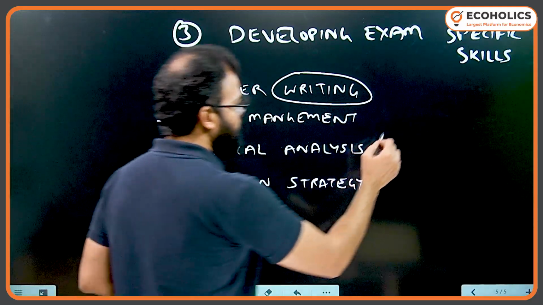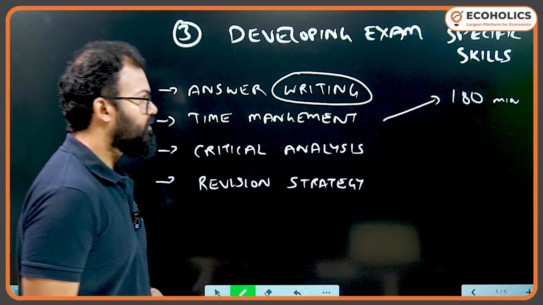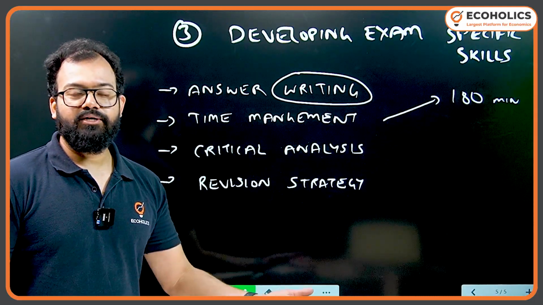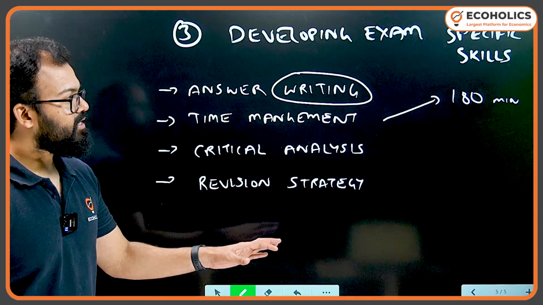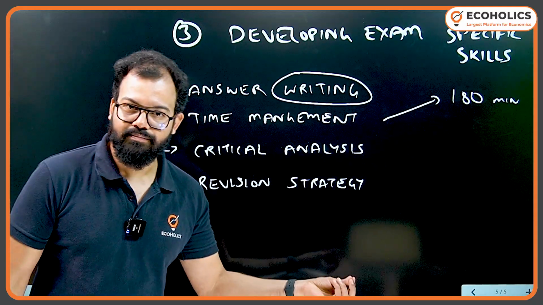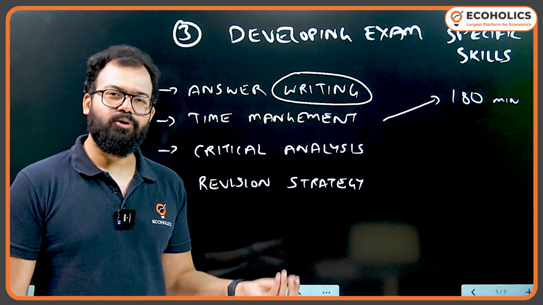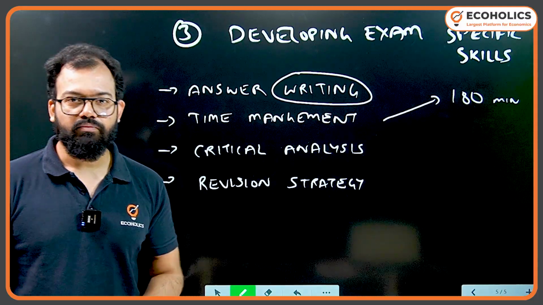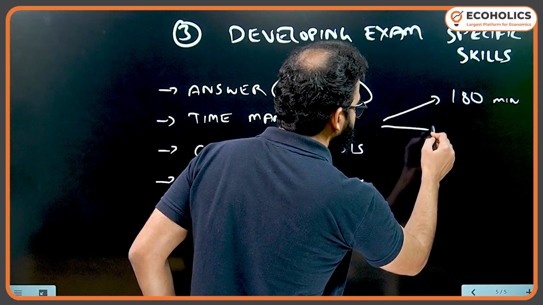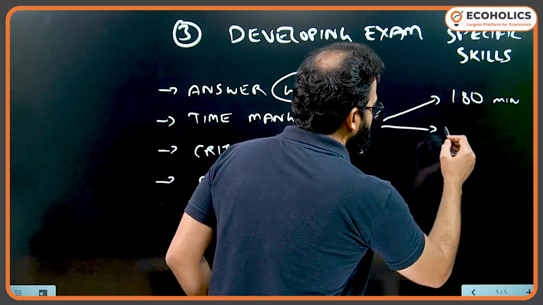Next is time management. In a paper you will get 180 minutes. If you do not manage your time properly, you won't be able to complete the paper, and if you don't complete the paper, you know the result. So what's important here is to complete the paper. For approximately 20 questions, you will get 9 minutes each: 1 minute for thinking and reading the question, and approximately 7 to 8 minutes for writing each question, each and every particular area in that question. Time management matters in preparation also.